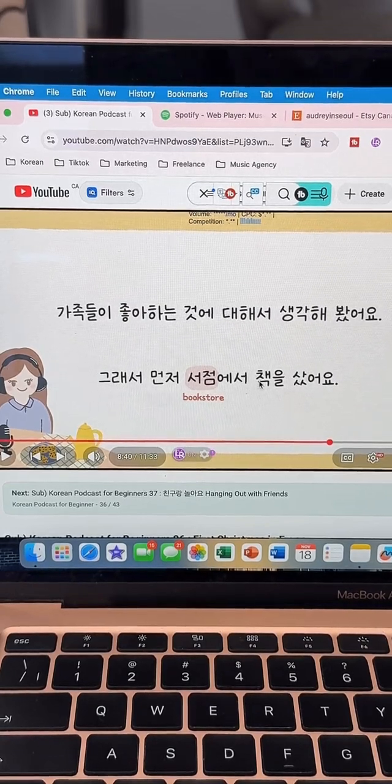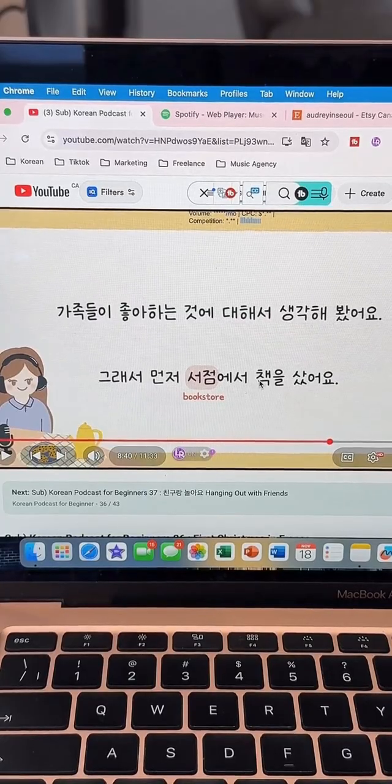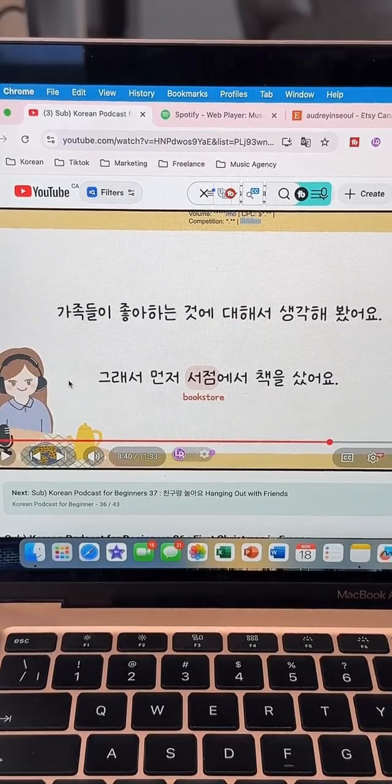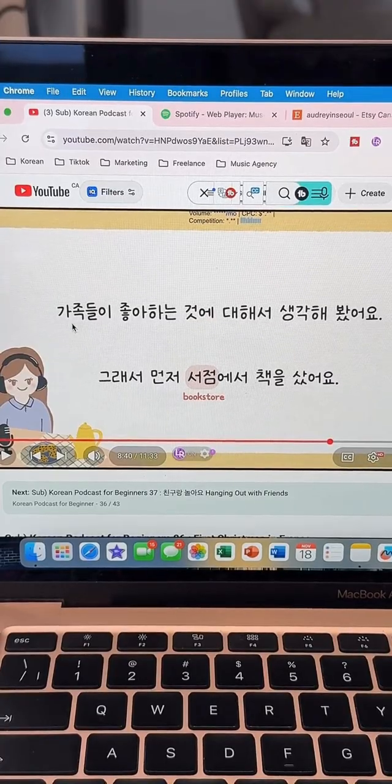So let me repeat together those two sentences. But sadly, that will be the end for today after that. So 가족들이 좋아하는 것에 대해서 생각해 봤어요. 그래서 먼저 서점에서 책을 샀어요. So that would be how we actually pronounce those two sentences as well.